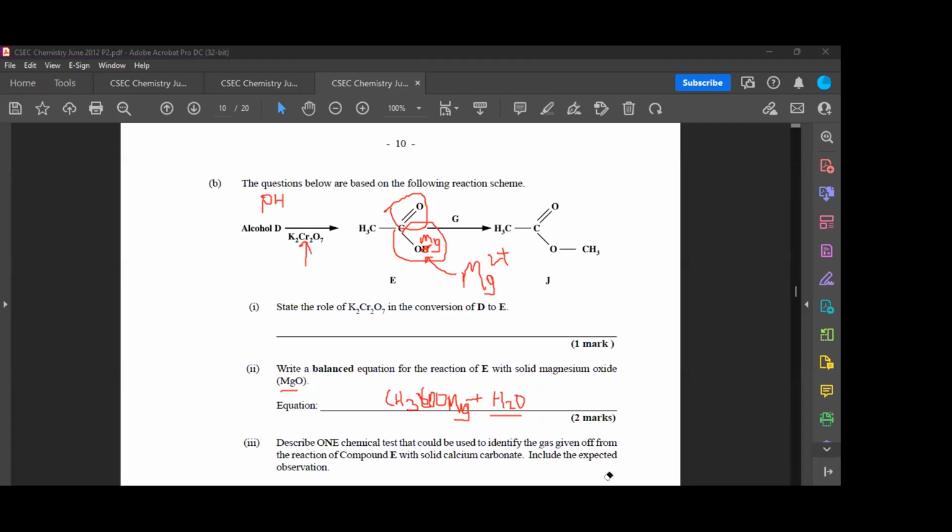So where's the CH3COOMg? This, it says, write the balanced equation for E. E is this: CH3COOMg plus the water that is formed. Still not seen it? Let me put it up.